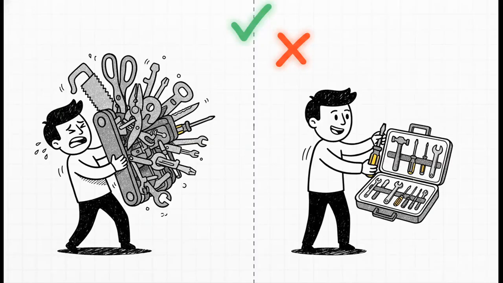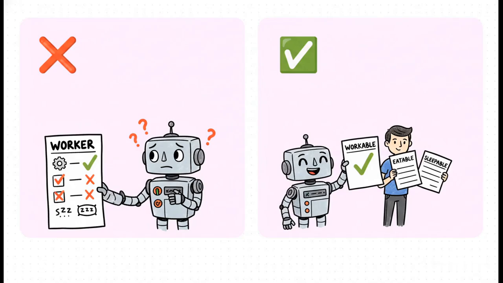Moving on to I, the interface segregation principle. This one is all about avoiding what we call fat interfaces. You know, these giant interfaces that are bloated with a ton of methods that not every class is actually going to use. Just look at the problem here. A robot worker is being forced to have methods for eat and sleep. That makes no sense.